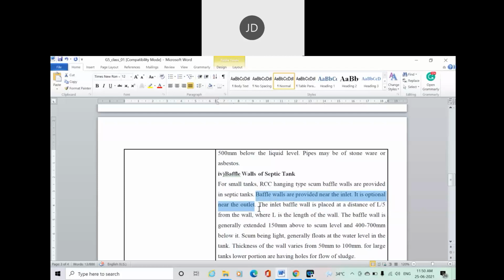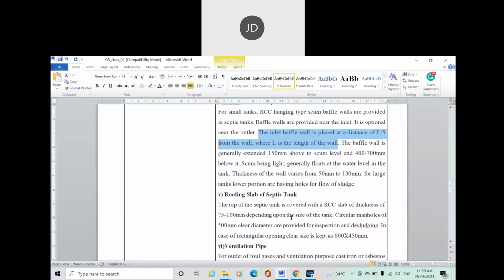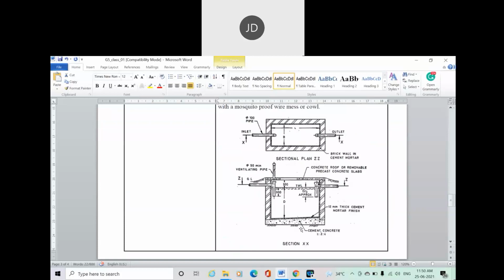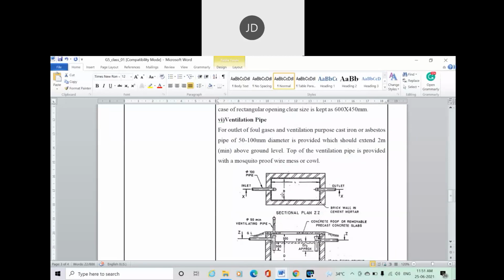The inlet baffle wall is placed at a distance of L by 5 from the wall, where L is the length of the wall. Suppose the length of the wall is L. From the inner wall, you can move towards the outlet at a distance of L by 5. At that point, you can provide a baffle wall, or you can say an inlet baffle wall, nearby the inlet point.